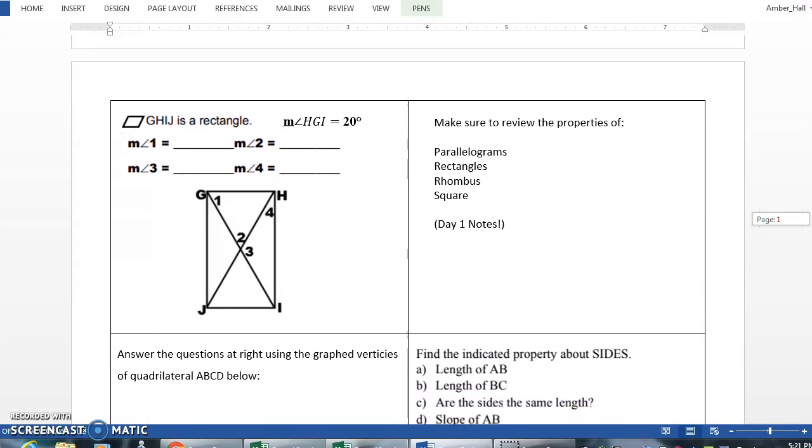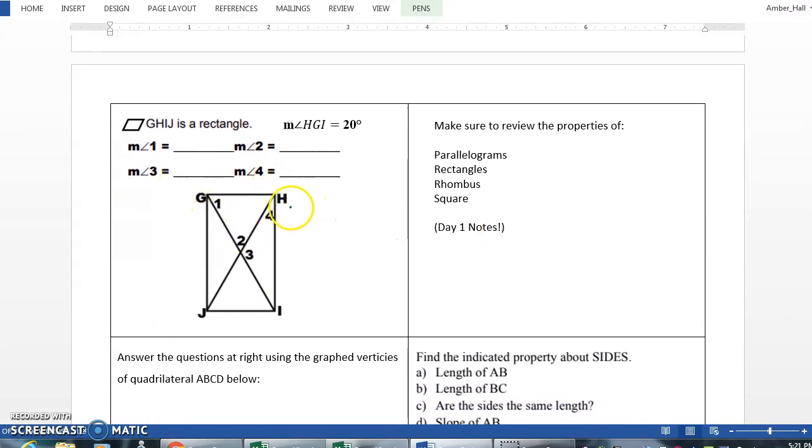Alright, GHIJ is a rectangle. The measure of angle HGI right here is 20 degrees. Hey, look at that. It's also angle 1. So angle 1 is 20 degrees. Because this is a rectangle, I know that the diagonals are congruent. And rectangles are parallelograms. Therefore, I know that the diagonals bisect each other. So all 4 of these halves have to be congruent.